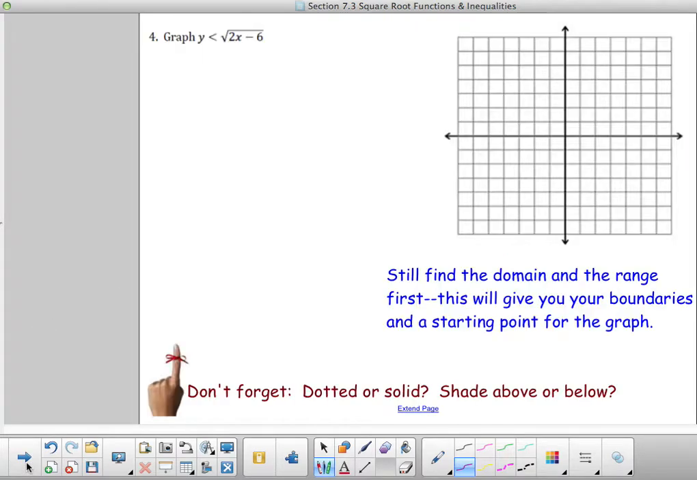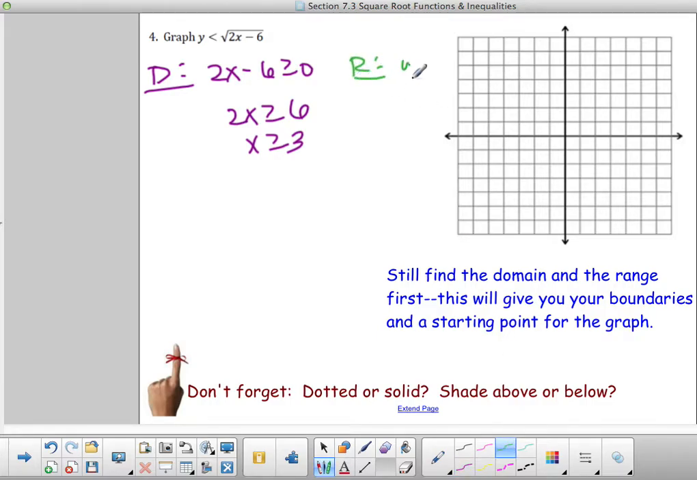So example 4, we're going to go ahead and graph this one. Always start out with finding your domain and range. Notice how it doesn't tell you that, but I'm going to remind you. So we're going to find my domain, where you take what's underneath the radical and say that has to be greater than or equal to 0. So I would add 6 to the other side, divide by 2. So x is greater than or equal to 3. Then I'm going to go ahead and find my range. Remember, that's your y values, and it's greater than or equal to what's after my radical. There's nothing there, so it's greater than or equal to 0.